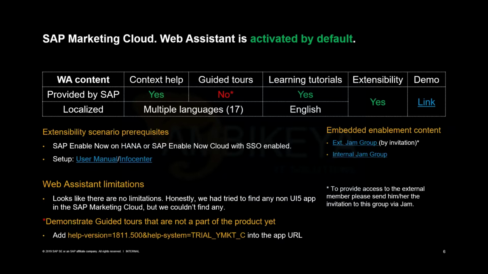So at this point, there aren't any guided tours, but as you know, with each release, there's additional standard content that's being rolled out. So each and every release, each quarter, there's additional content being rolled out. And this you would be able to see in that jam group. You can always see what content is available for what application, and then by release. So SAP Marketing Cloud Web Assistant is available and it's activated by default.